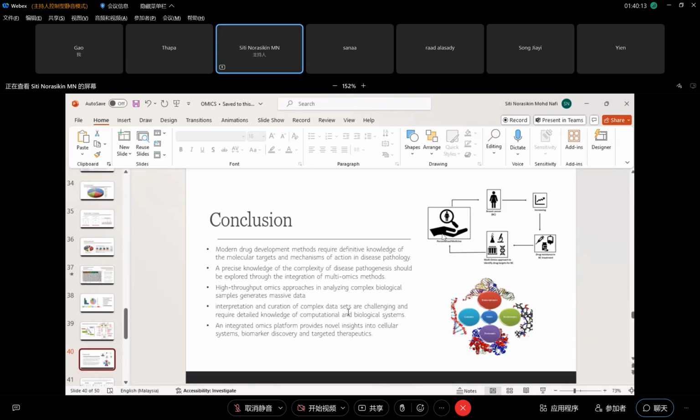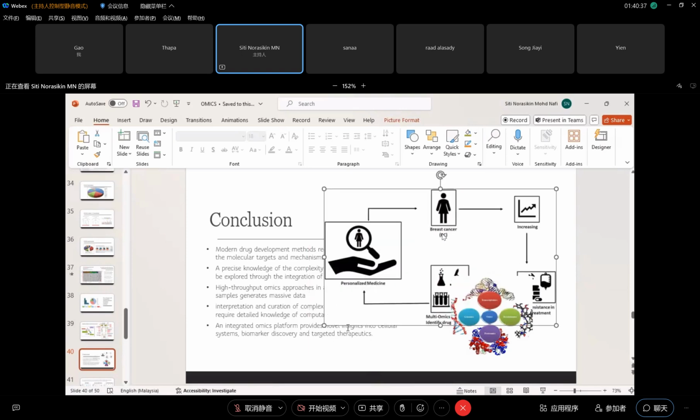Okay, so with the integrated omics platform, they will provide novel insights into cellular systems, biomarker discovery, as well as help in targeted therapeutics, which is the topic of ours today.